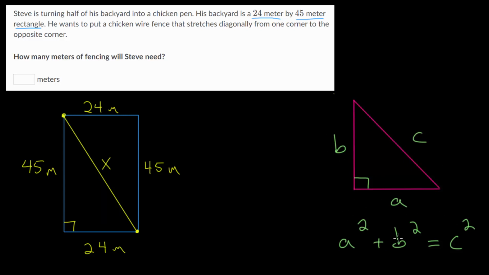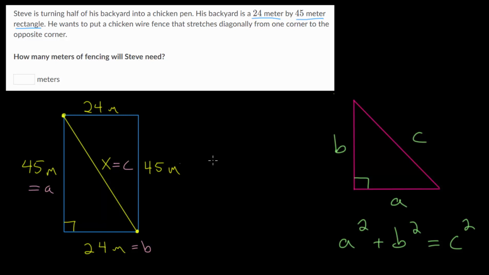So to use this formula, we just need to label what A, B, and C are. So let's say that X has to be C, since that's the long side. That's the one opposite the right angle. That's our hypotenuse. And for A and B, the two legs, it doesn't really matter. So maybe we call this one A and this one is B.